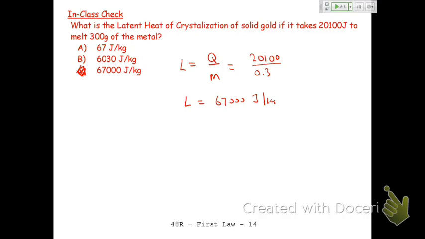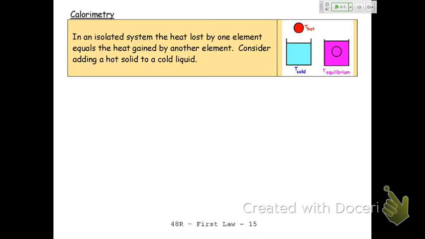A joule was lifting an apple onto a table. Yeah? This is lifting 67,000 apples onto a table to melt 1 kilogram of gold. That's a lot of apples. Okay. They're real numbers, by the way.